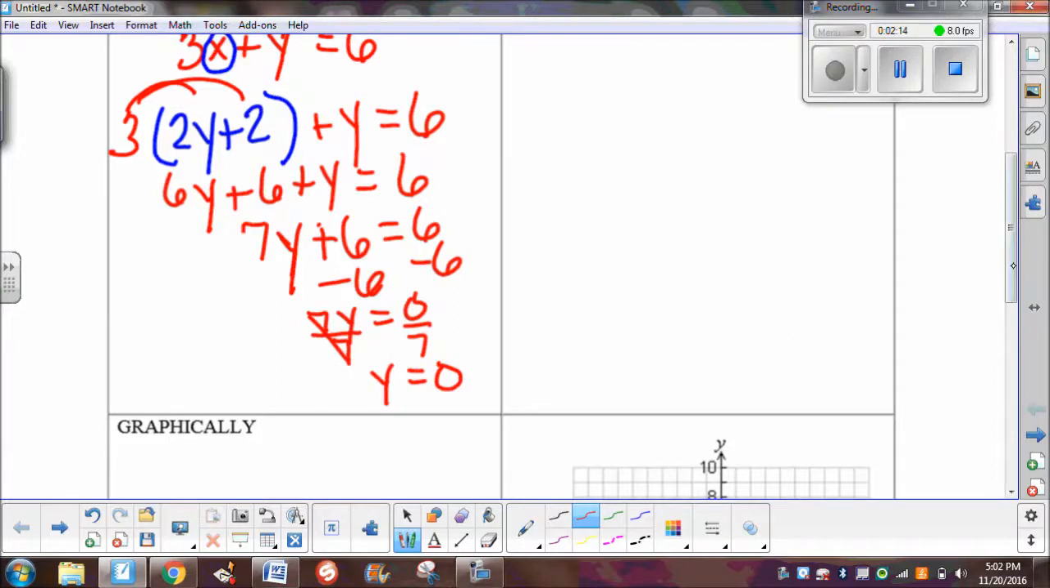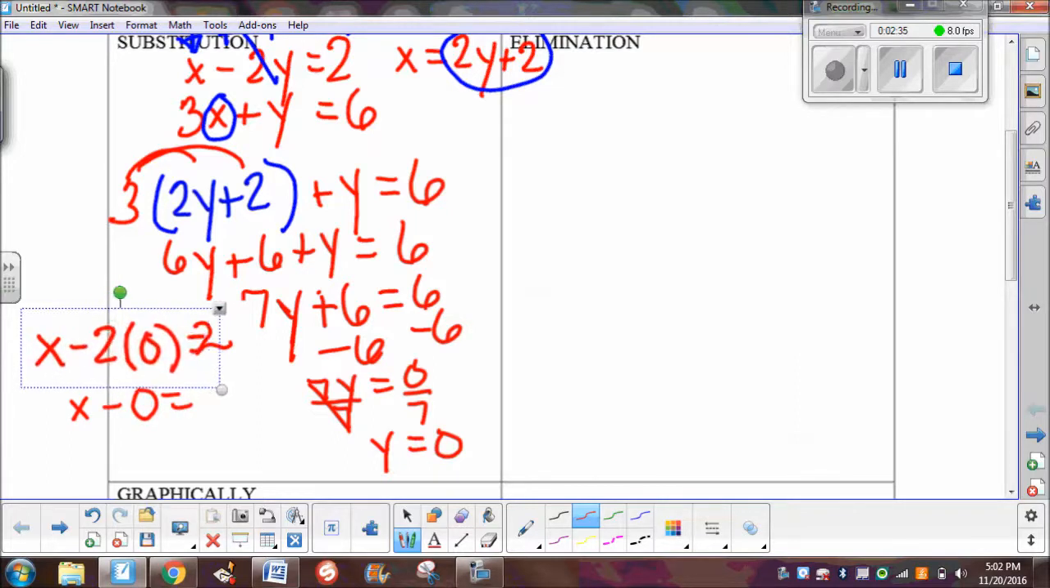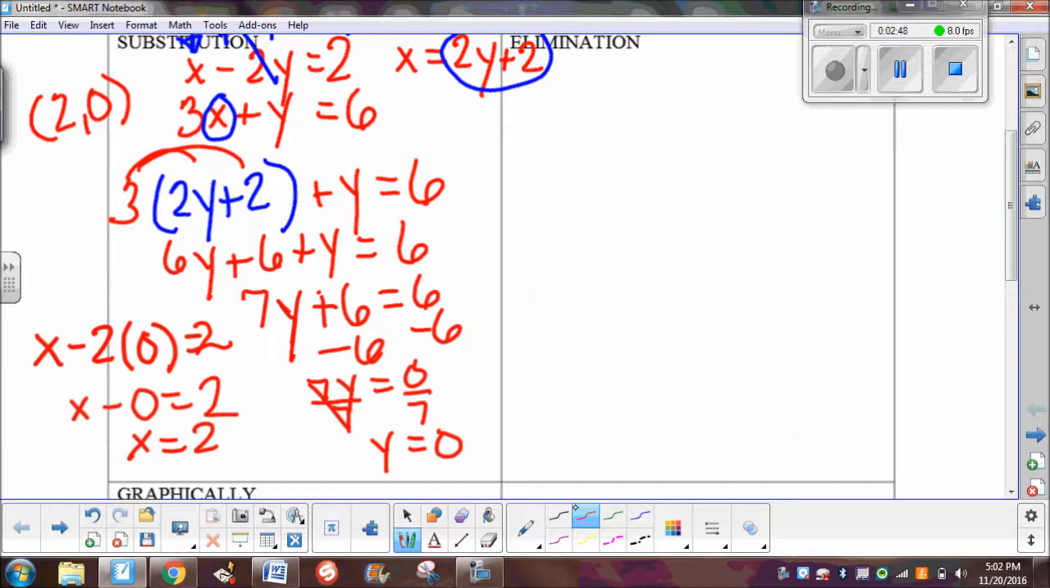So I'm halfway there. I need to find my x now. So I'm going to go back into, I always go back into the first original. That's just what I do. x minus 2 times y, which we just found to be 0, equals 2. And we get x minus 0 equals 2. So x equals 2. So the solution to my system is (2, 0). So over here in this next block, I'm going to solve it by elimination.